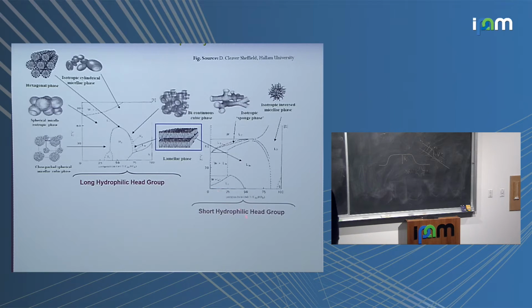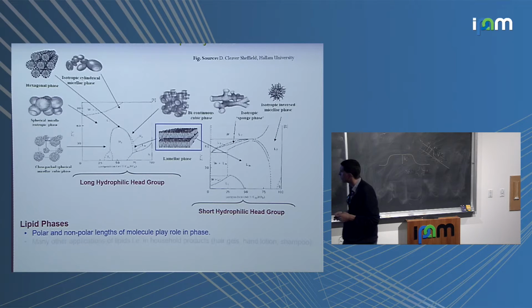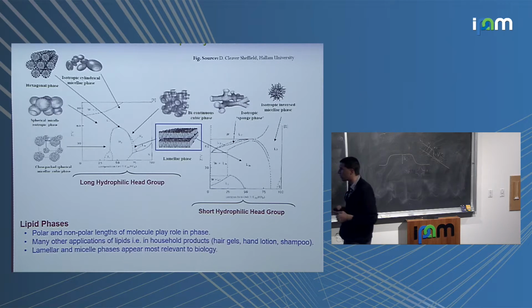You can do something similar where you have a short hydrophilic head group and a long hydrophobic tail. In that case, you get, again, things like inverted micelles and sponge-like phases, et cetera. And if you have the short hydrophilic head group and long tails, there's a much larger part of this phase diagram which is lamellar. And I'll mainly be focusing on this case, but wanted to point out that some of these other phases might be of interest. And of course, lipids have applications in stabilizing household products and things.